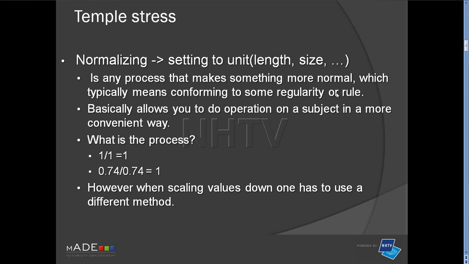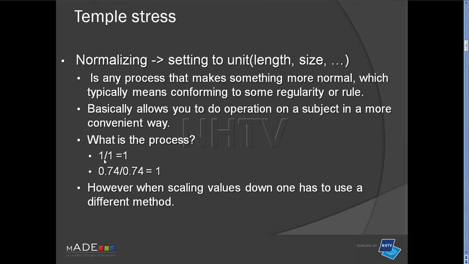So today, what are we going to talk about? We're going to talk about normalizing. Normalizing, like I say over here, is setting to a unit length. It's making sure that everything is easy to work with, and that you don't have to deal with awkward numbers. Now of course awkward numbers don't exist, but it's a way that you can measure things in a very easy way. So what's the process basically of normalizing something?